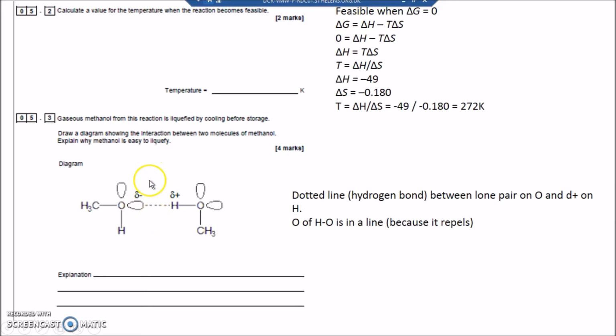Explain why methanol is so easy to liquefy. Because it's got hydrogen bonds, which are strong intermolecular bonds, so it's more likely to be a liquid than a gas.